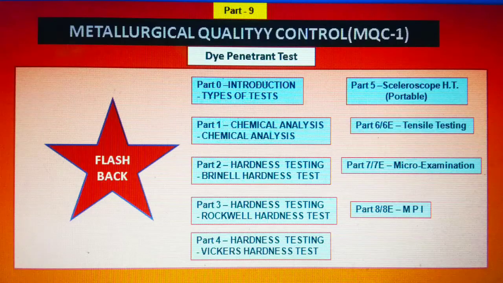But before going to this part 9, let me remind you my earlier parts. Part 0 was on the introductory part, part 1 on chemical analysis, part 2 on Brinell hardness test, part 3 on Rockwell hardness test, part 4 on Vickers hardness test, part 5 was on portable hardness testing, scleroscope hardness testing, part 6 was on tensile testing, which was both in English as well as in Hindi, and part 7 was on micro examination. Again, it was in both Hindi and English. And the last part was on MPI, magnetic particle inspection, that was also in Hindi and English.